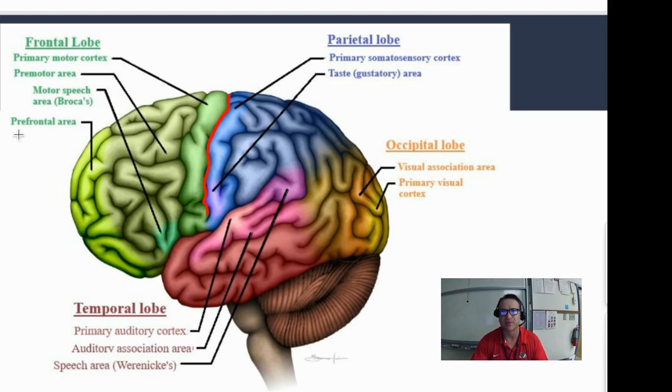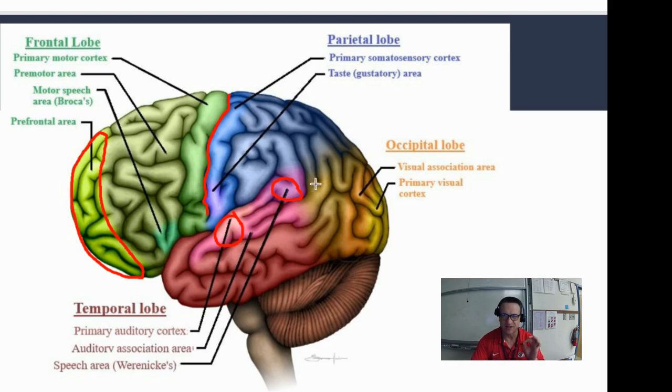Up here, remember, we have the prefrontal area. Higher level thinking, critical thinking, problem solving, impulse control. So this keeps you from doing risky behaviors once you get older. Over here, we have the primary auditory cortex. Auditory is for sound stimulation. Auditory association area right here is basically the same as the visual association area. Here's Wernicke's area. Remember, this is for language or speech comprehension.